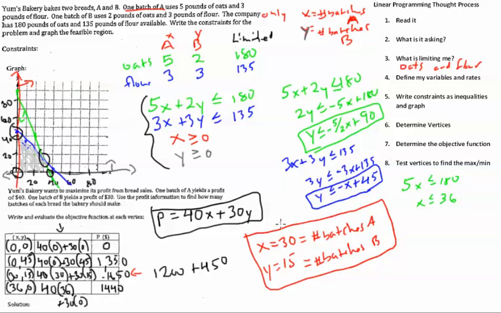The way to maximize this objective function, the profit function we defined, given the constraints that we have based on the flour and oats, I would want to make 30 batches of bread A and 15 batches of bread B, and I will make a profit of $1,650.